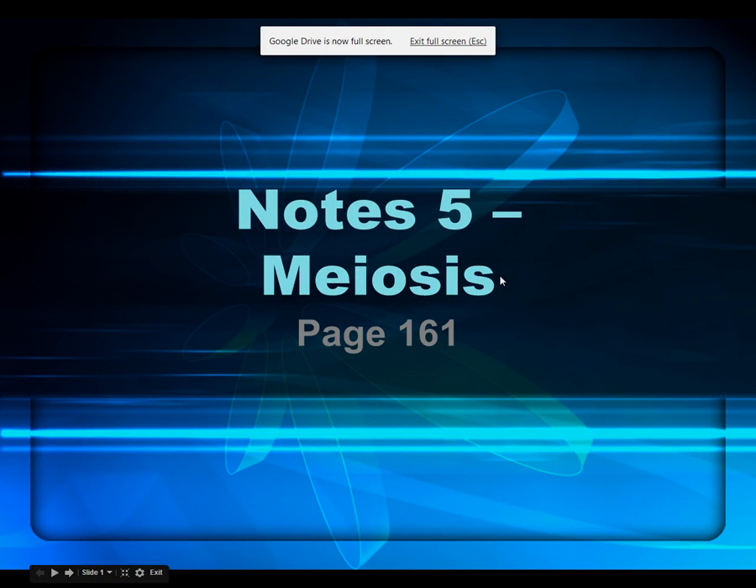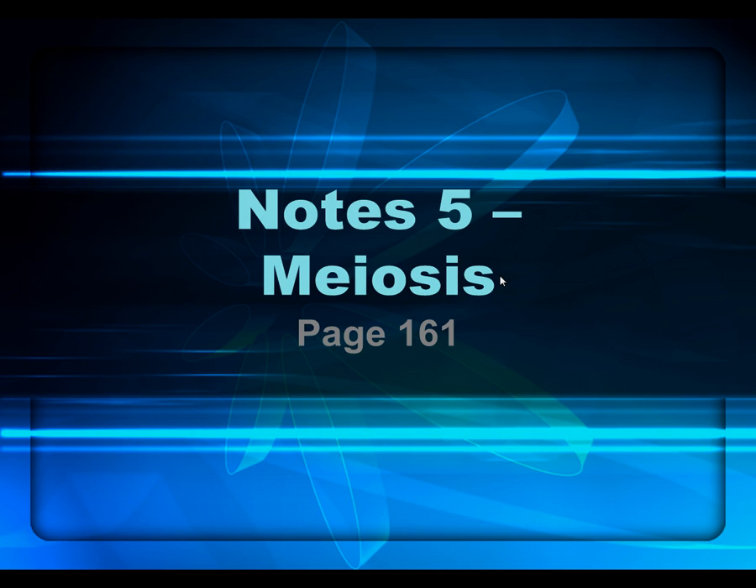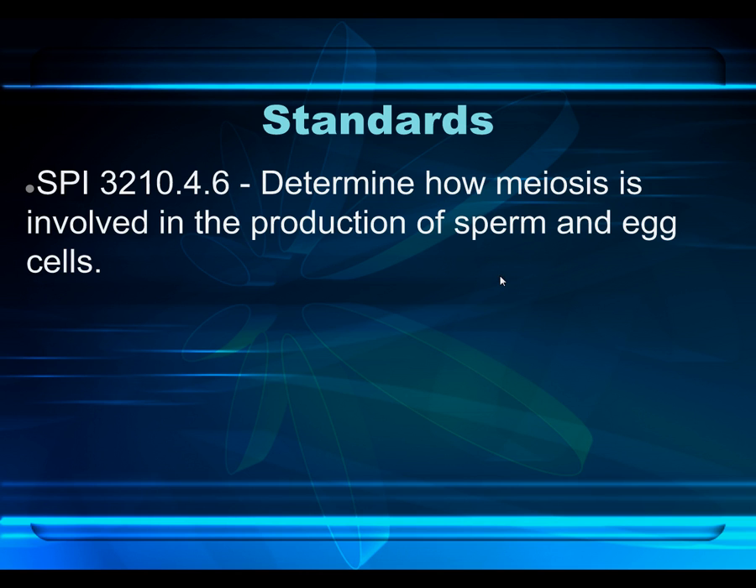Alright, welcome to the fifth set of notes in Chapter 8 over meiosis. We're going to be talking about the purpose of meiosis, which is the production of sperm and egg cells. This is a little bit different than mitosis, and we will be comparing the two. If you don't have a good handle on mitosis yet, please go back and review the screencast for those notes before you continue.